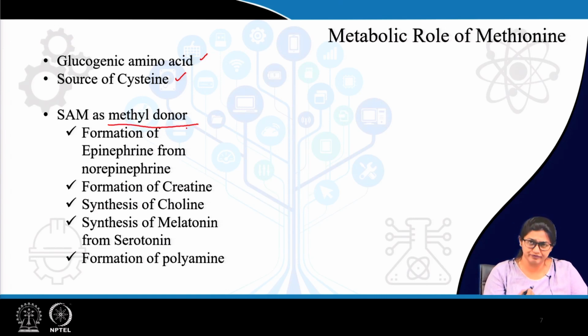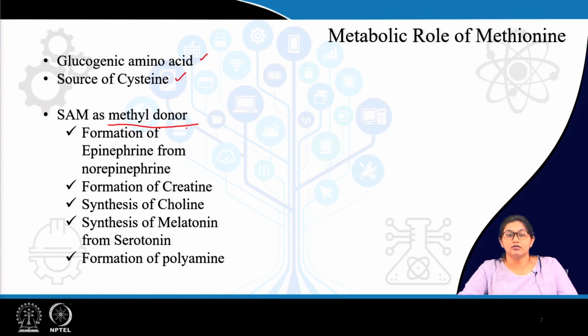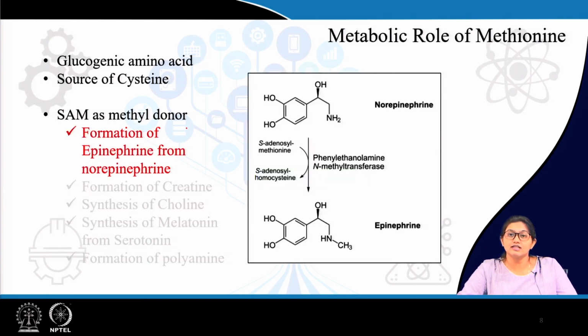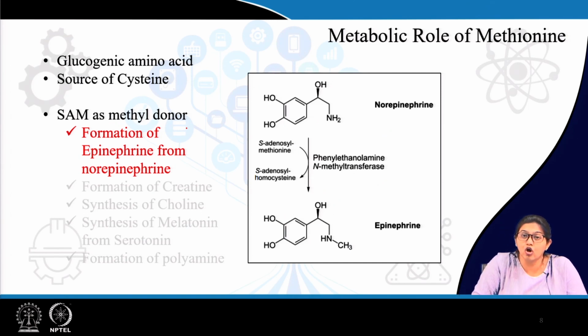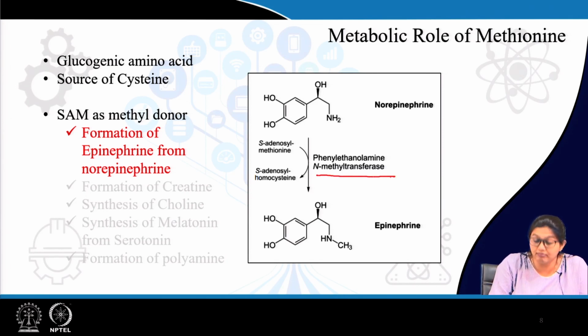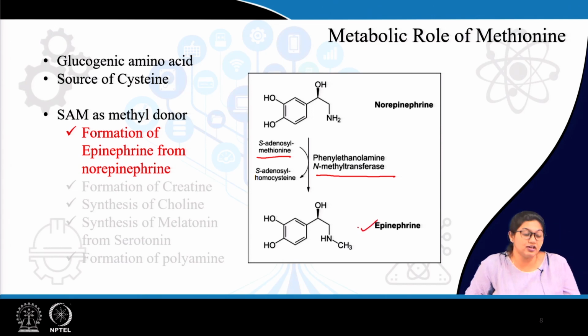Here I have mentioned a few important ones, like formation of epinephrine. So, catecholamines are formed from methionine. One catecholamine, epinephrine, is formed from methionine. Here you can see from norepinephrine, with the help of the enzyme methyl transferase, and definitely the active methionine, that is S-adenosyl methionine, is the methyl group donor. So, with the help of the methyl transferase there is formation of epinephrine.